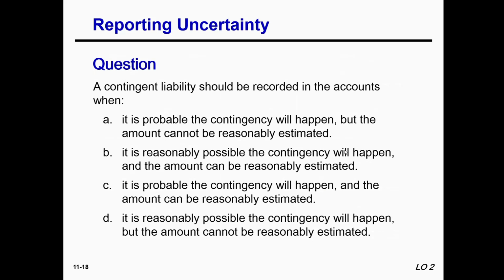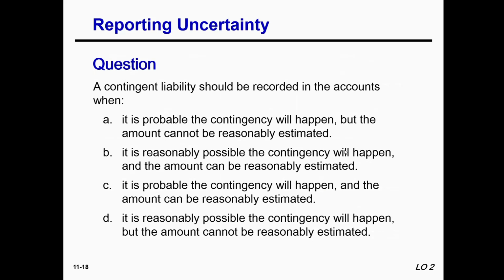A contingent liability should be recorded in the account when it is probable that the contingency will happen, but the amount cannot be reasonably estimated. It is reasonably possible the contingency will happen and the amount can be reasonably estimated. It is probable that the contingency will happen and the amount can be reasonably estimated means we can calculate the amount, and it is reasonably possible that the contingent liability will happen, but the amount cannot be reasonably estimated.